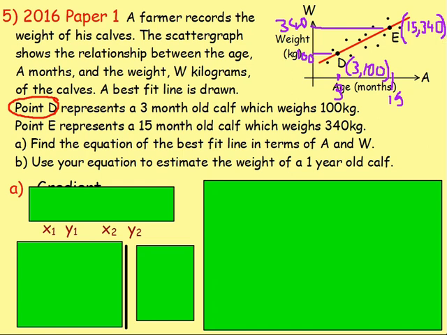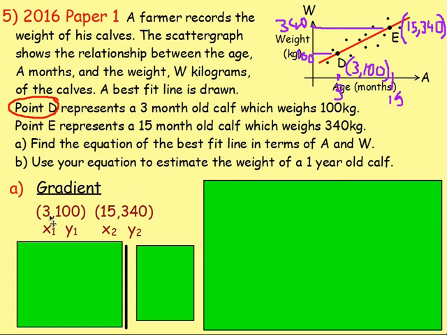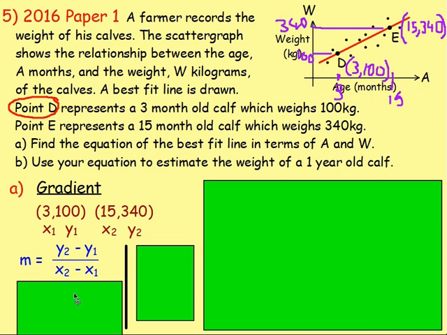Meaning, you do have 2 points. You've got 3, 100 and 15, 340, just from these two sentences here with points D and point E. There's an x value and a y value. An x value and a y value, call one of them point 1 and one of them point 2. Again, it doesn't matter which one you call point 1 or which one you call point 2. To work out the gradient, you would have y2 take away y1 over x2 take away x1. y2 take away y1 would be 340 take away 100. And x2 take away x1 would be 15 take away 3.